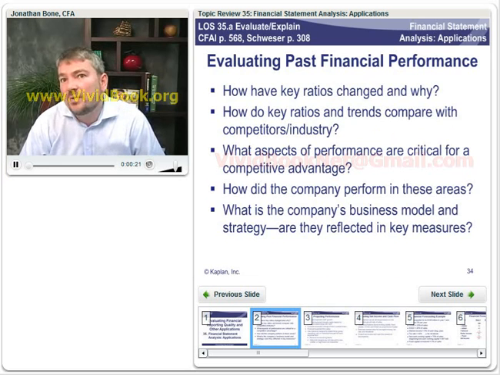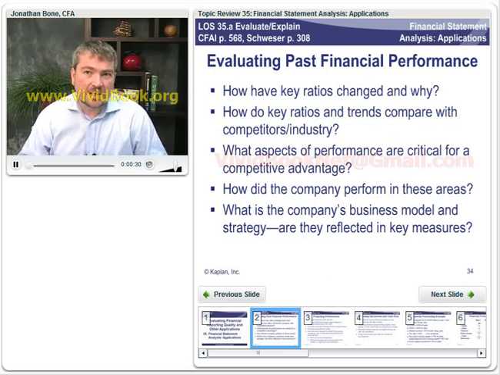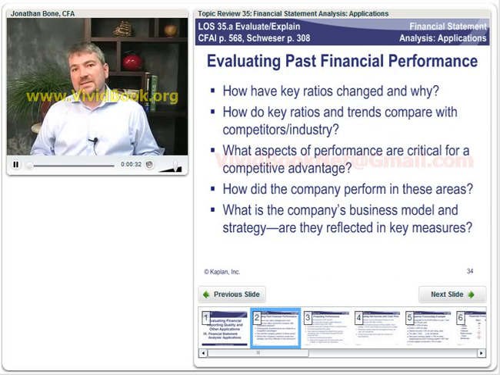Think about DuPont here, looking at return on equity, comparing it year on year and trying to analyse why ROE has changed. Of course, we'd also look at key ratios and trends and compare them with competitors and industry averages. So remember, we always benchmark our ratios.